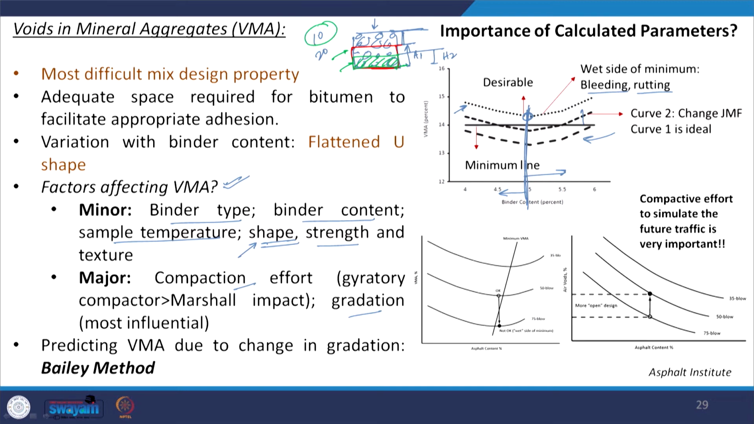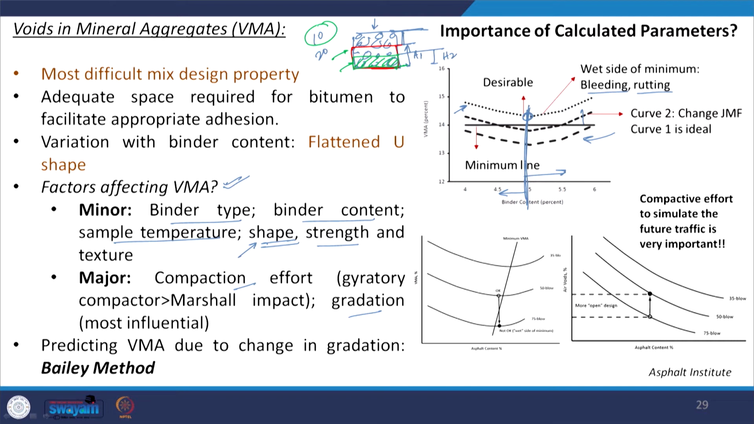In that case, you should have the mixture shown using the red line here. In case you have very high traffic, where the mixture will finally be compacted to H2, then you should have a mixture corresponding to the green line for laboratory evaluation. So, the compactive effort should be chosen according to the traffic. Now, if you choose a wrong compactive effort, this can lead to incorrect mix design and failure of the mix.